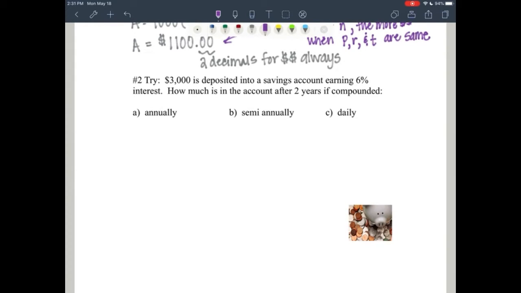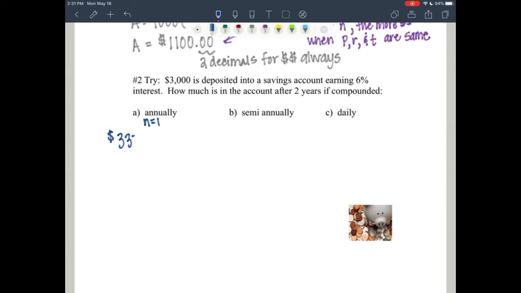So here we were asked to determine how much is in the account after 2 years, depositing $3,000 into a savings account that earns 6% annual interest. And we want to find out compounded annually. When we find out compounded annually, that's n equals 1.